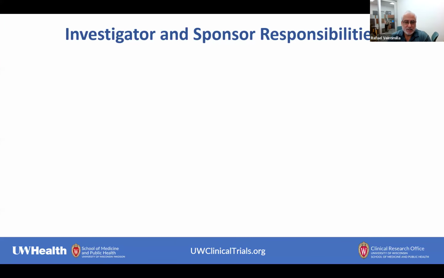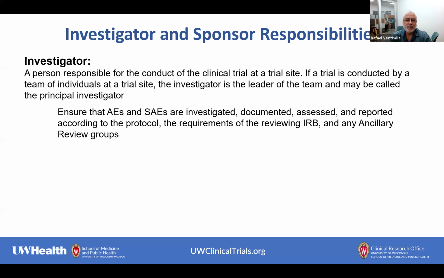So the investigator and sponsor responsibilities, I just want to clarify, there's been a little bit of confusion about investigator and sponsor. So just reviewing some definitions. The investigator is a person responsible for the conduct of the clinical trial at a site. If the trial is conducted by a team of individuals at the site, the investigator is the leader of the team. This investigator at the site level ensures that AEs, SAEs, unanticipated events, and other issues are documented, assessed, and reported according to the protocol, the requirements of their IRB, and ancillary review groups. It's also important to understand that the responsibility and accountability ends with a PI. Study coordinators and other staff can help this PI gather information about AEs and SAEs, but it's the principal investigator that must assess the SAE, the relationship to the study drug, the severity, and make a document about it.